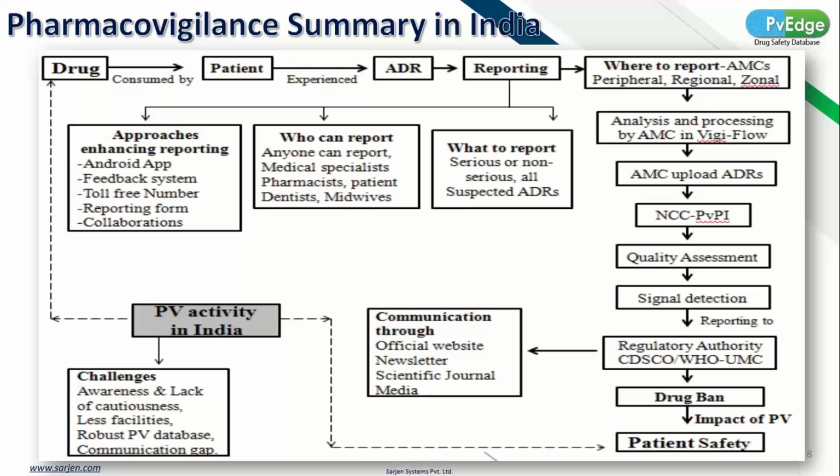A robust PV database is another one. Let me tell you one important aspect. Whichever reports we are submitting to PvPI and DCGI on a routine basis, they don't have their own dedicated database, as they went ahead with a partnership with WHO UMC. It's Vigiflow that they are using for their routine data entry, safety monitoring, safety surveillance and signal detection activities. So there is a communication gap between various AMCs throughout the Indian territory, and lack of synchronization is also observed. These are some of the major challenges in front of us currently.